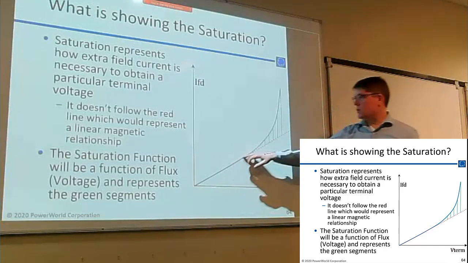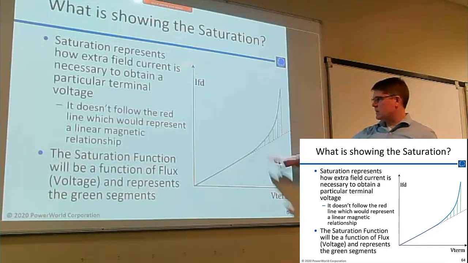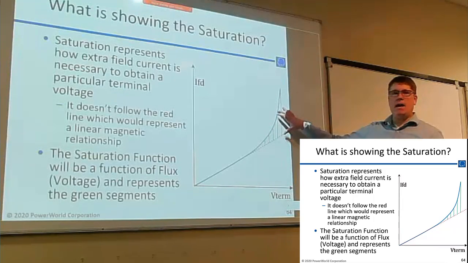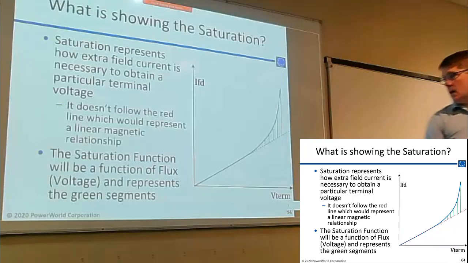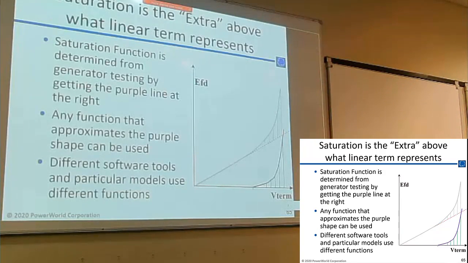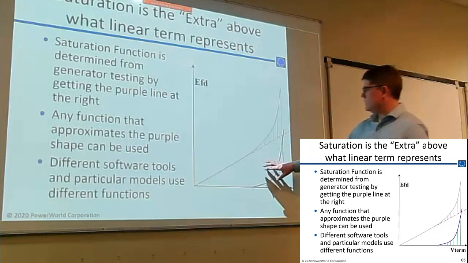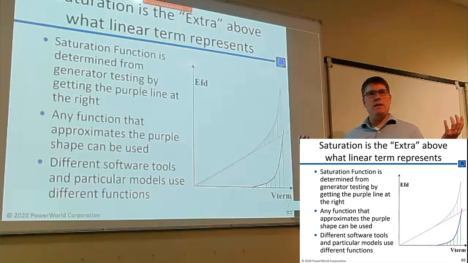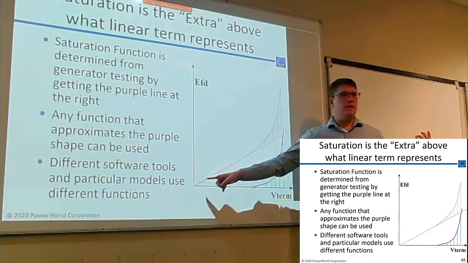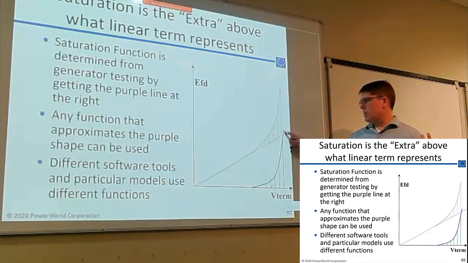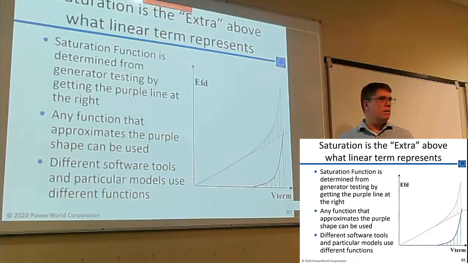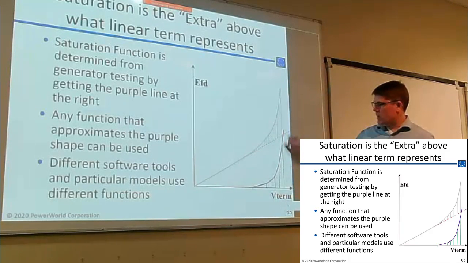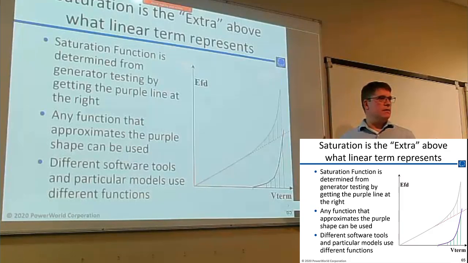So essentially the green stuff is the extra current we need. If you think about it, the gray line is what we have. If we split that up into two pieces and say I've got a red dashed line and I have this purple line and I add them together, then I get what we actually have. And this purple line is the extra stuff that's coming from the fact that the magnetic material is saturated.